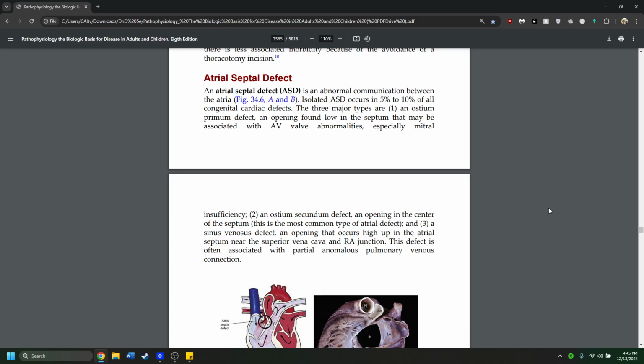Or 3. A sinus venosus defect, an opening that occurs high up on the atrial septum near the superior vena cava and right atrium junction. This defect is often associated with partial anomalous pulmonary venous connection.